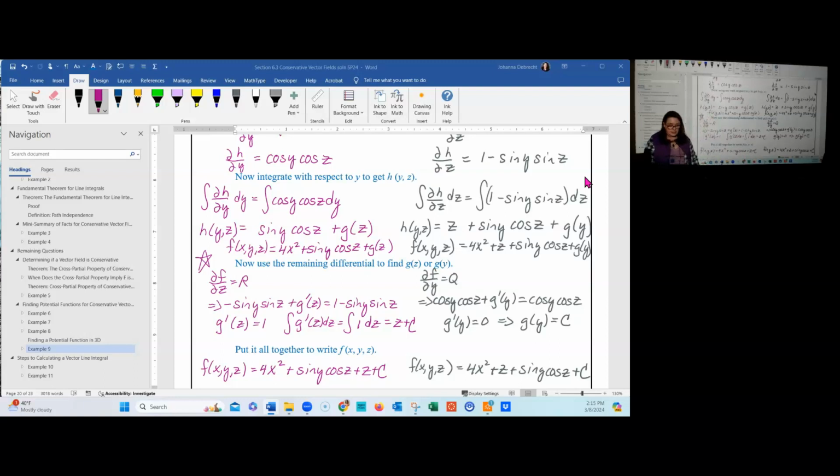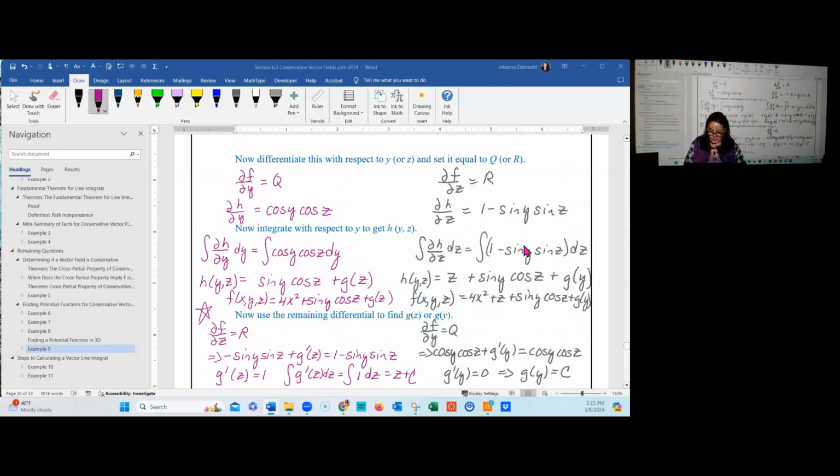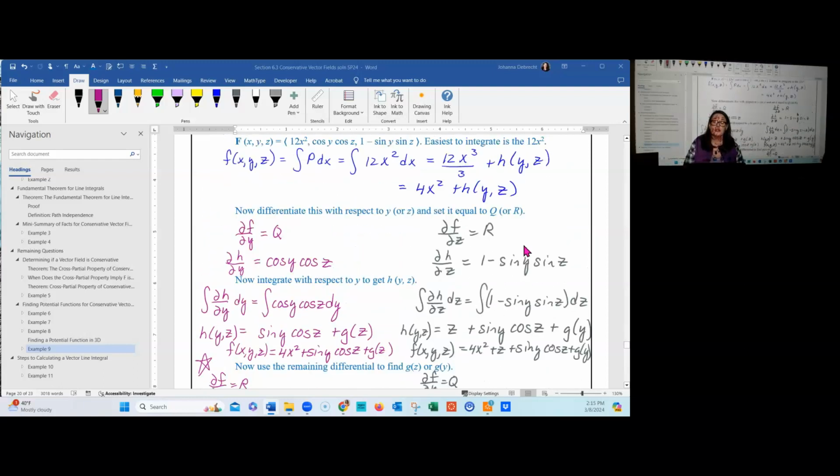Let's repeat the process, but instead of using the partial of f with respect to y second, let's use the partial of f with respect to z second. In this case, if I take the partial of this equation in blue with respect to z, I get the first term dropping out since 4x squared doesn't depend on z, and I get the partial of h with respect to z equal to r, which is 1 minus sine y sine z.